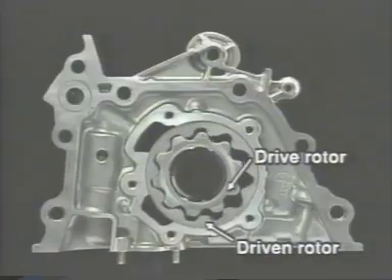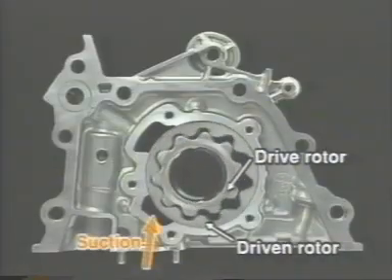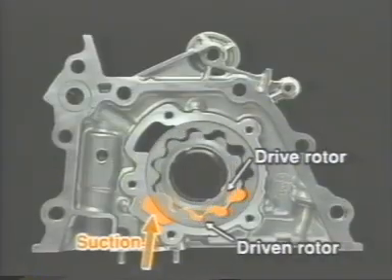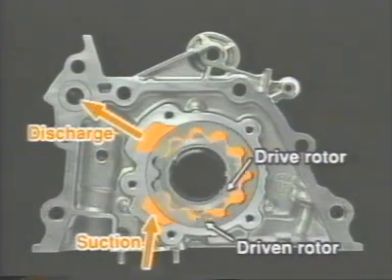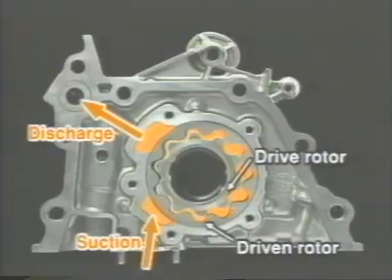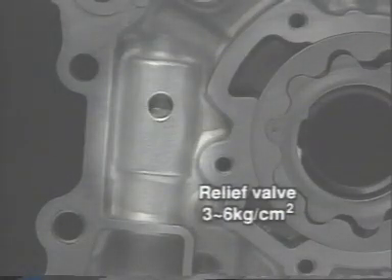The drive and driven rotors rotate while interlocked. Since the drive rotor shaft is slightly eccentric, a space is produced between the two rotors as they rotate. The oil is pressure supplied through this space. The oil pump has a relief valve which adjusts the maximum oil pressure. When the oil pressure reaches a specified value between 3 and 6 kilograms per square centimeter, the relief valve opens to adjust maximum oil pressure.